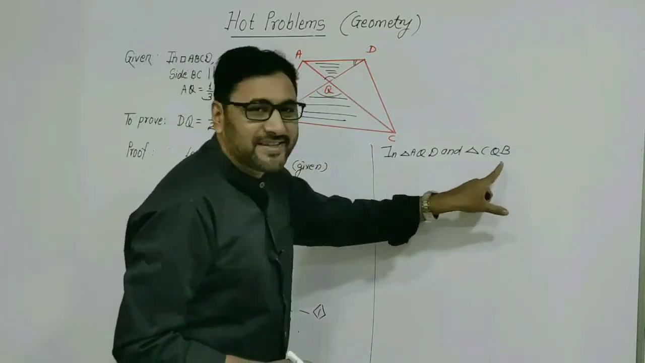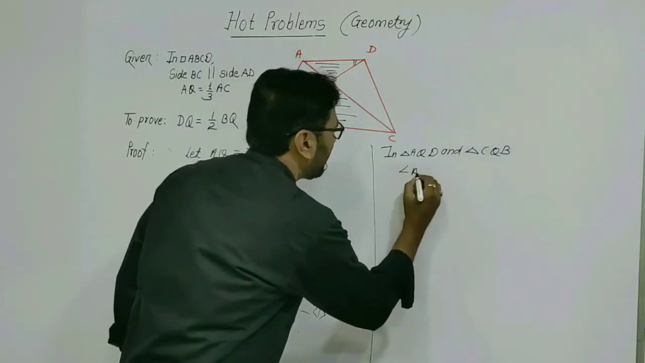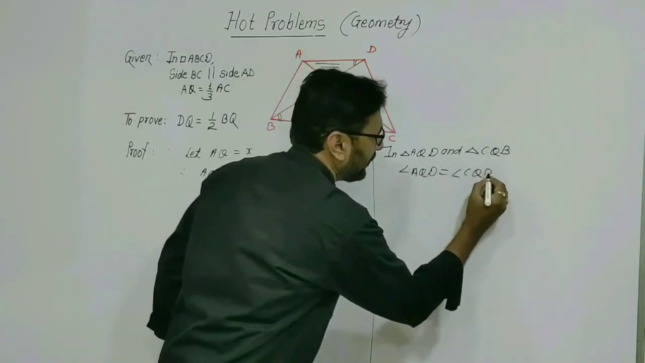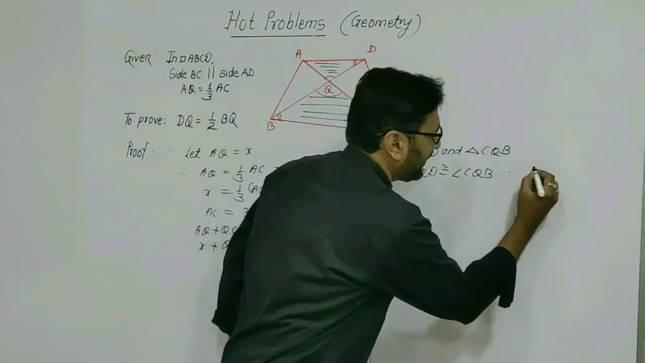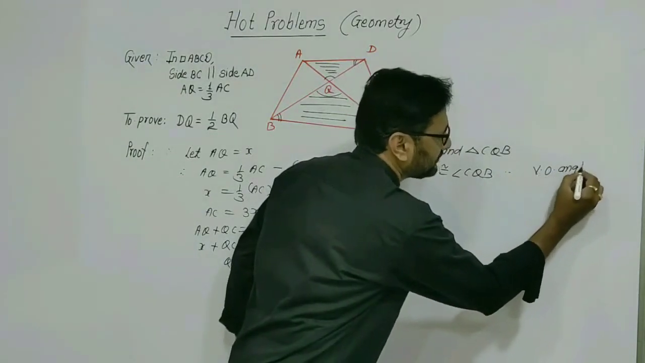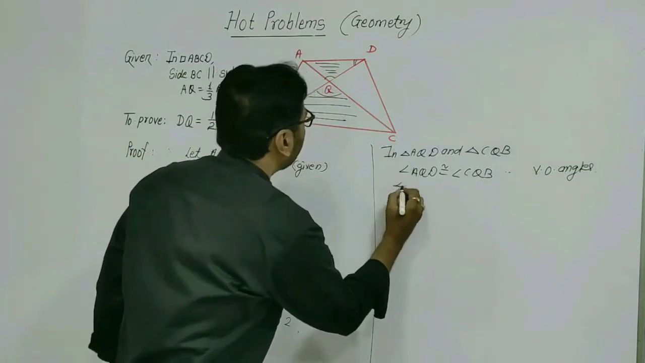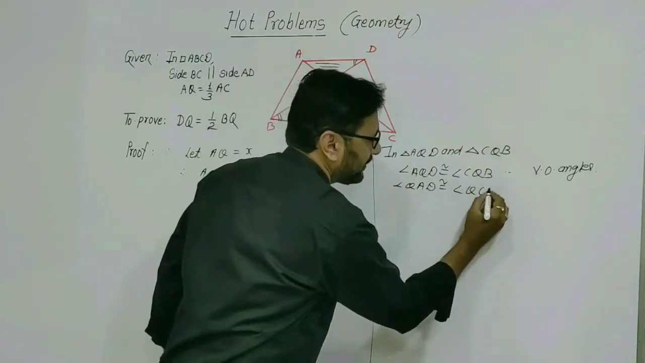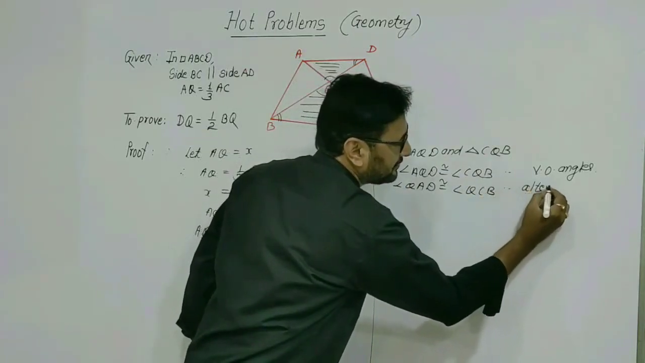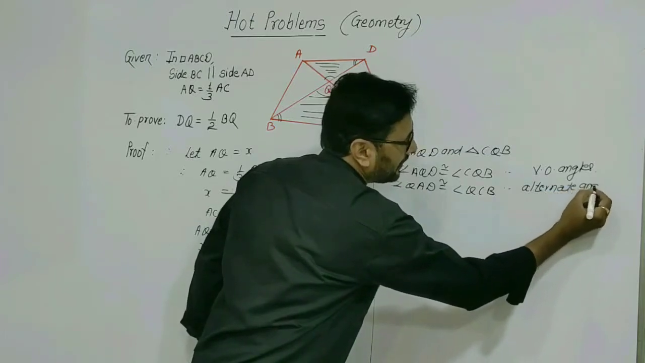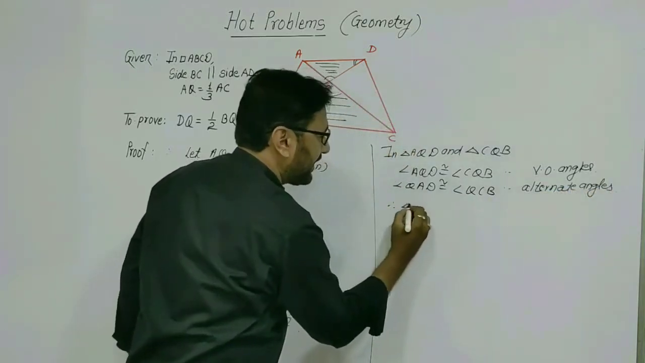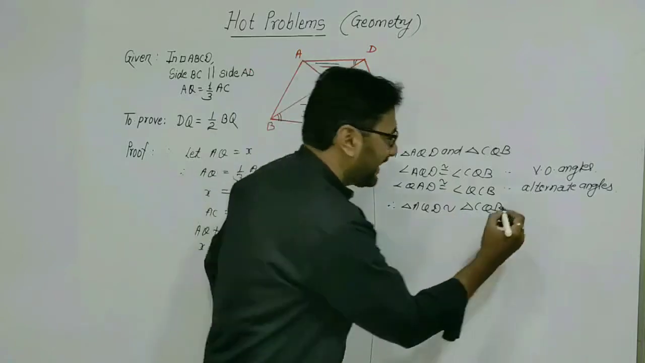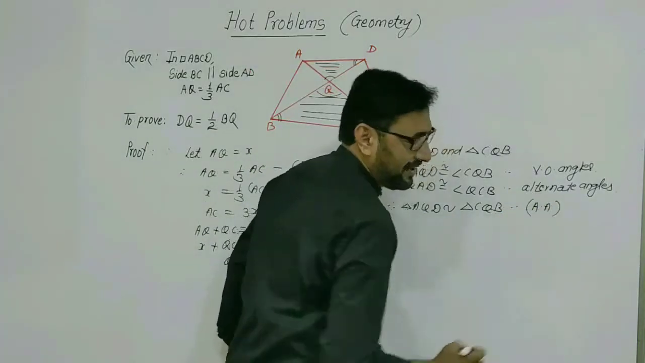So if I take AQD, I need to take triangle CQB. So in triangle AQD and CQB, angle AQD is equal to angle CQB, or you can write congruent also. Why? Vertically opposite angles, and angle QAD equal to angle QCB, alternate angles. So triangle AQD is similar to triangle CQB. By which test? AA test of similarity.